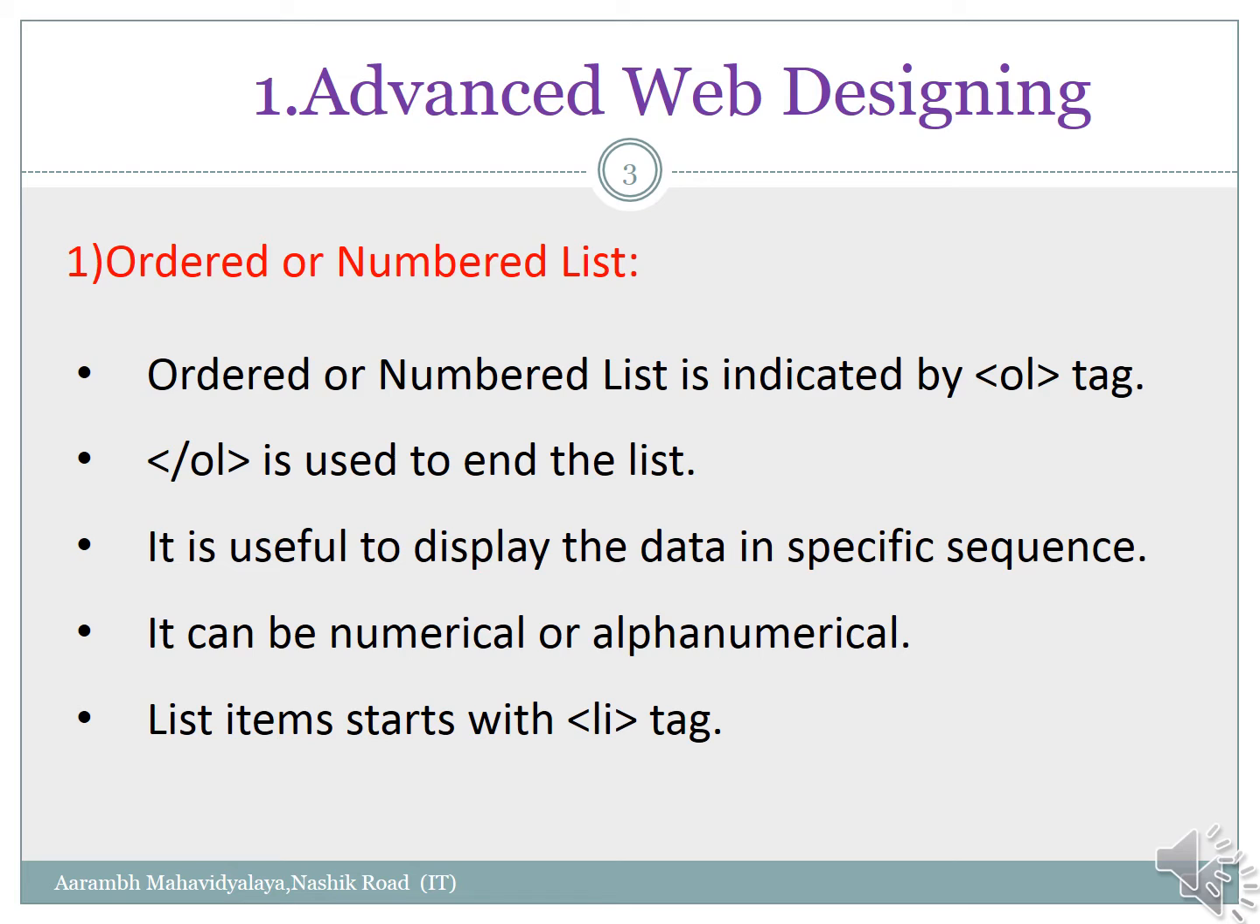Let us start with the first type of list, that is the ordered list or numbered list. This list is also known as the sequential list, as we are displaying data in a specific sequence. The ordered list is indicated by the OL tag, where O stands for ordered and L for list. This tag is ended by using the /OL tag. It is very useful to display data in a specific sequence. It can be numerical or alphanumerical. List items start with the LI tag.